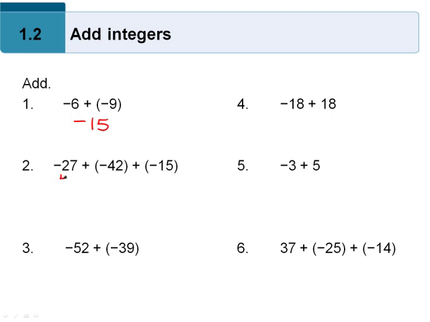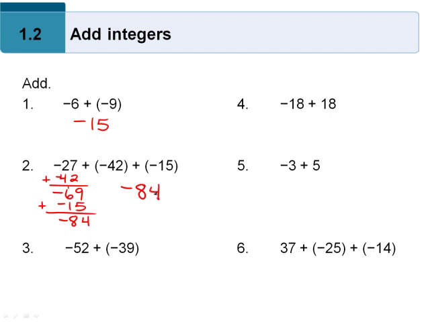Now, if you're like me, I can't add sideways. I need to do them on top of each other. So I'm going to add 27 and 42, and that would be 69, and that still says -69. And now we also need to add the -15 to that. So that gives me 14, carry a 1, and we get -84. So our final answer there is -84.